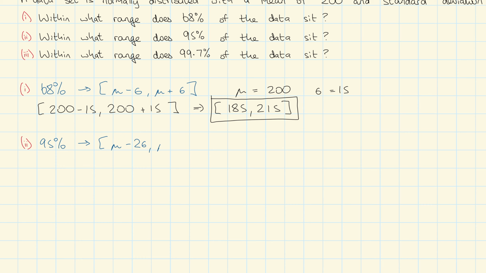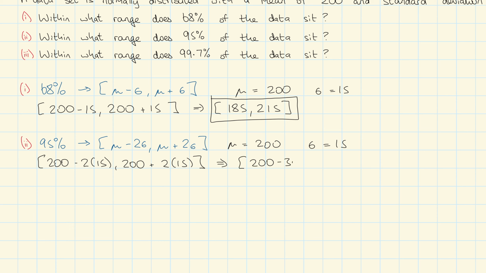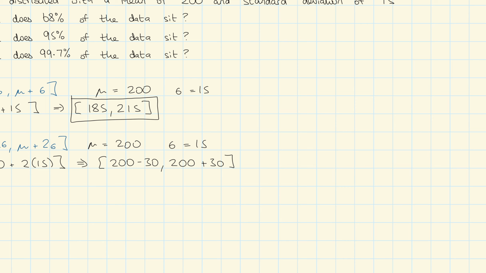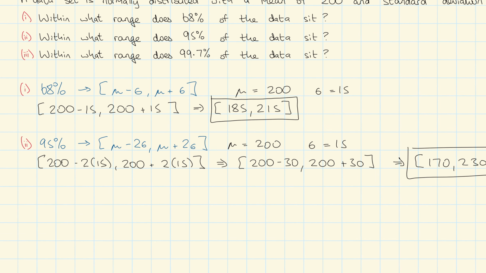So 2 standard deviations to the left of the mean and then 2 standard deviations to the right of the mean. My mean is 200 and my standard deviation is 15. So we get 200 minus 2 times 15, 200 plus 2 times 15. So that's 200 minus 30, 200 plus 30. Again, wouldn't be a necessary step in your workings if this came up as a question. And we get 170 to 230. So you'll see now our range has increased a lot from our 68% answer.